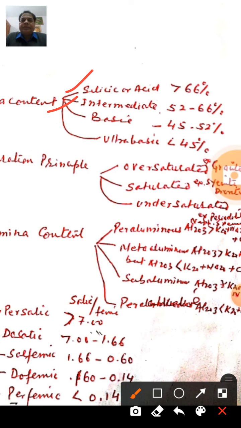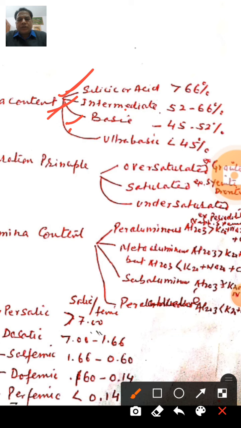Then the third category is basic, where the silica is from 45 to 52%. And the fourth category is ultra basic, when silica is less than 45%. So these are the four categories, or you can say the classification, of igneous rocks on the basis of the silica content: silicic or acid igneous rocks, intermediate igneous rocks, basic igneous rocks, and the ultra basic igneous rocks.